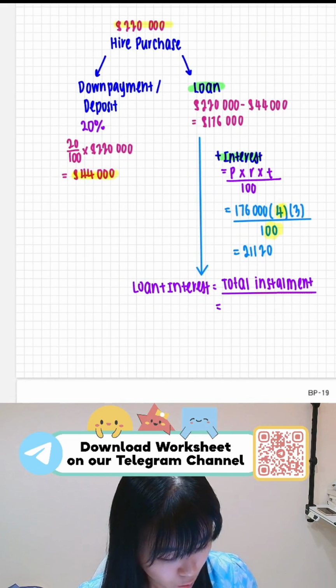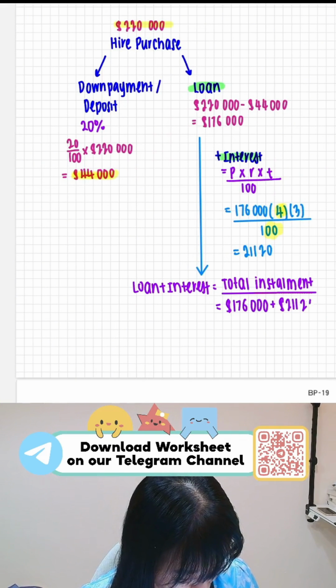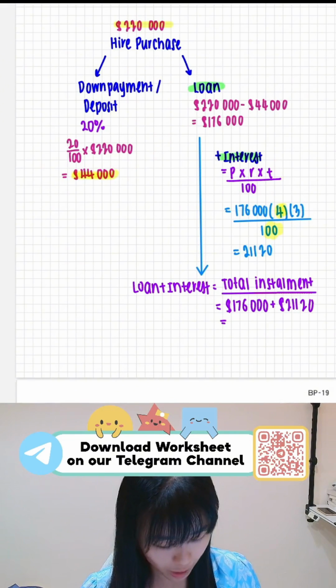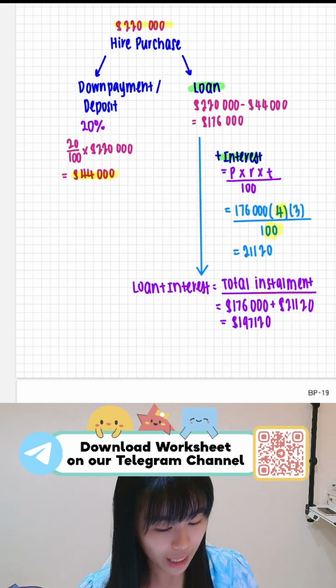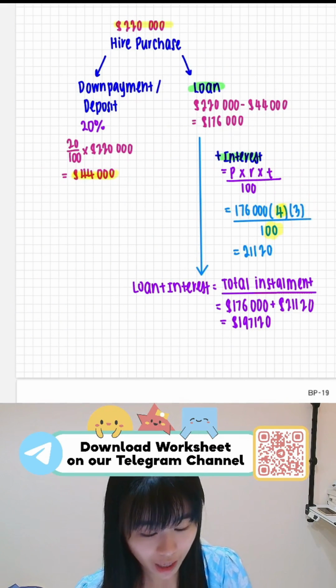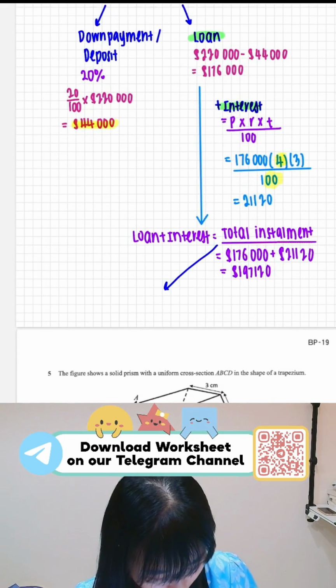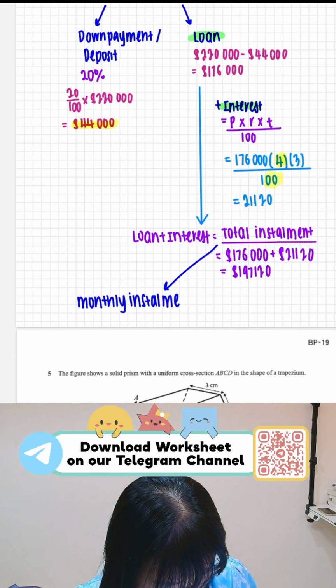So your loan is 176,000 plus your interest is 21,120. Your total installment is 176,000 plus 21,120, which is 197,120. Now, the fact that you all say take 3 years, so what will it be for my monthly installment? What's your last step? From total installment, how do I go to monthly installment?